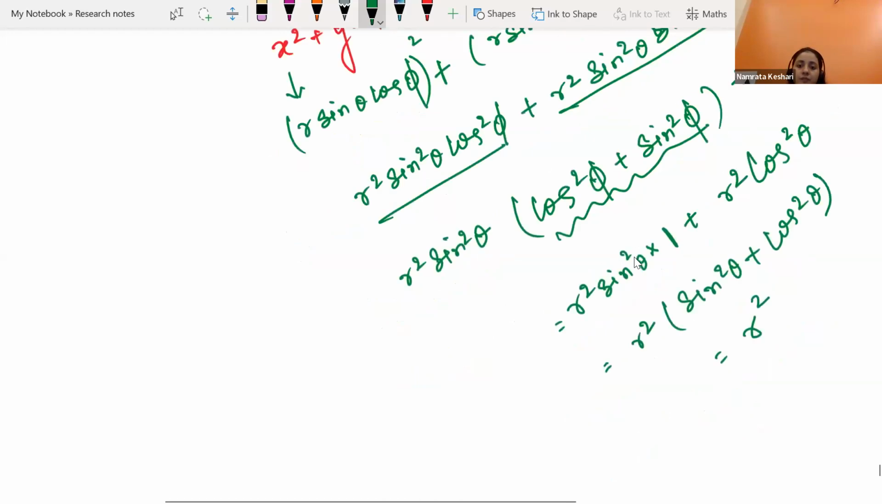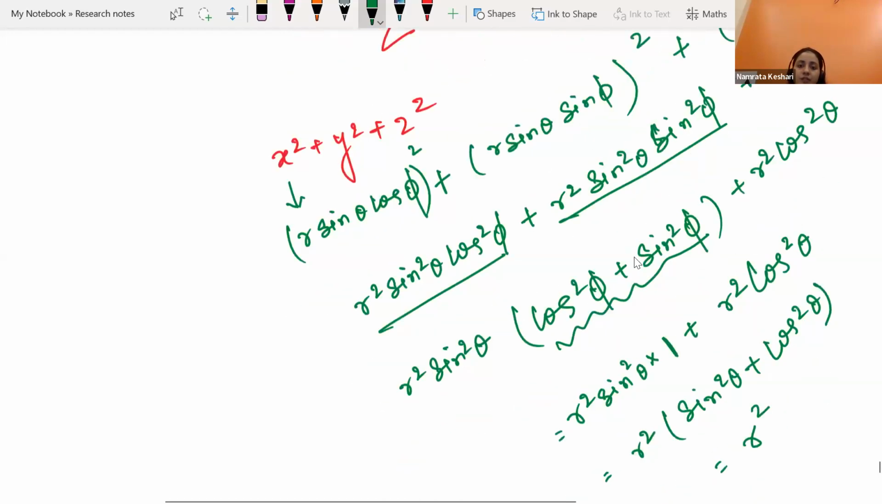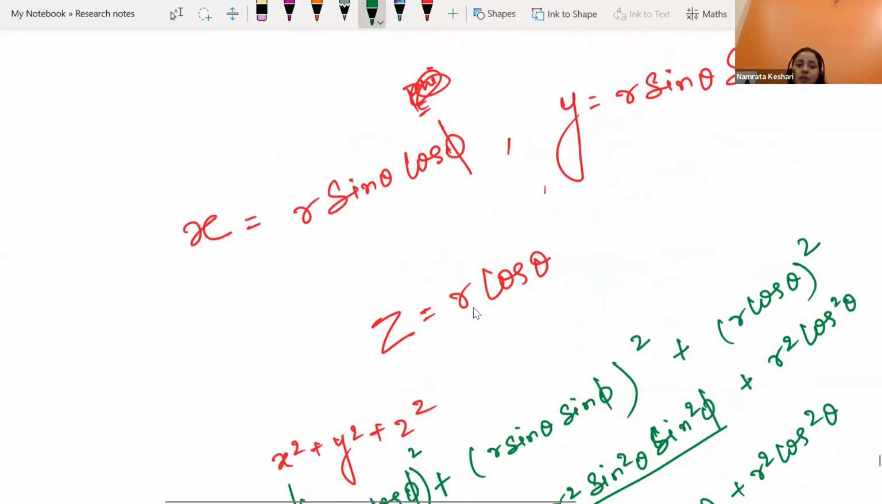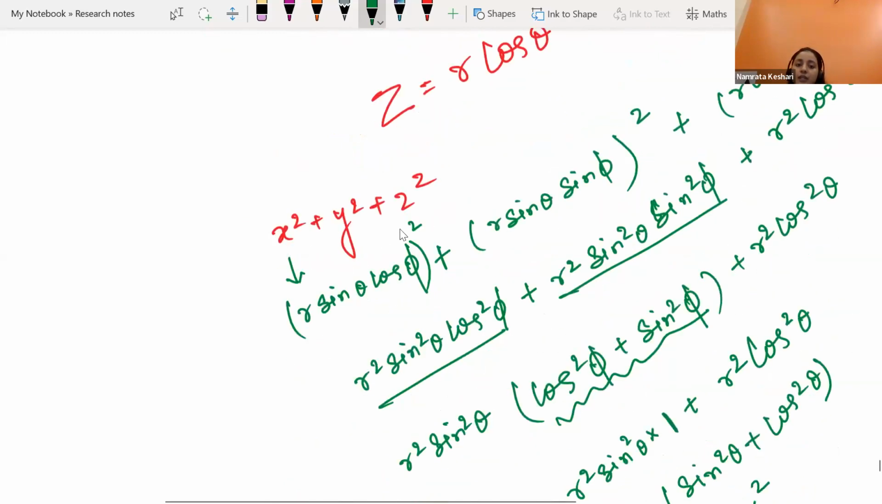Ma'am, next, can you show the question? Show the answer. This was the question. X, Y, Z is given over here, and we were supposed to calculate x square plus y square plus z square.